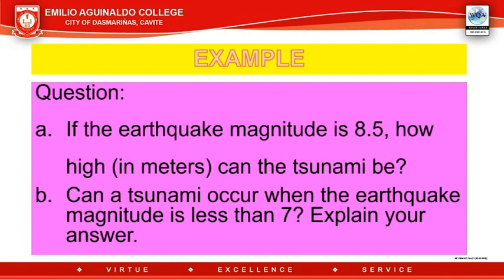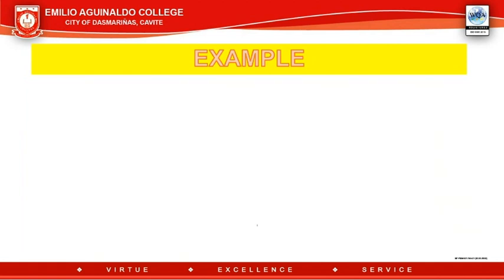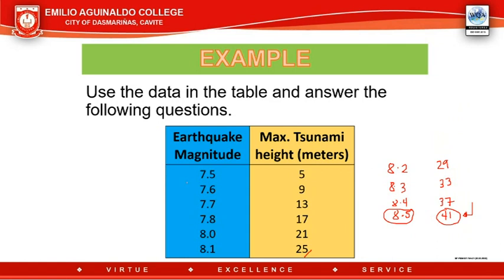Okay, for the next question, balikan lang natin, no? Can a tsunami occur when the earthquake magnitude is less than 7? Explain your answer. So this was our table, and we're going to go backwards from 7.5 if the magnitude is 7. So let's say, for example, we have 7.4 here. So it means that this tsunami height will be decreased by 4. So it means for 7.4, it will give us 1. For 7.3, so if 1 will be decreased by 4 meters, it will give us negative 3 meters.